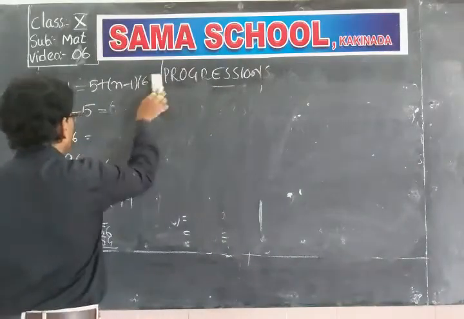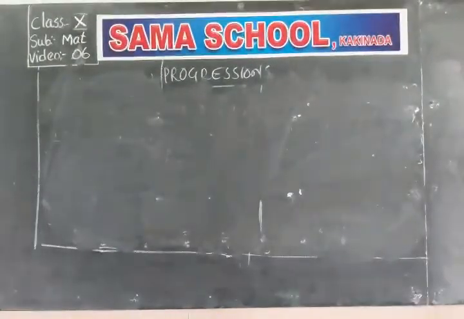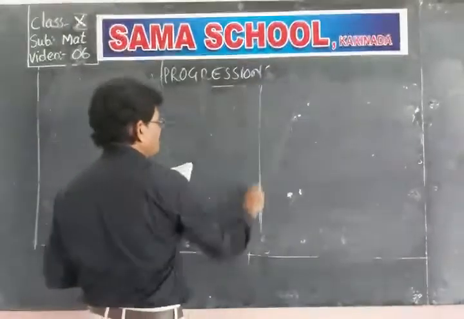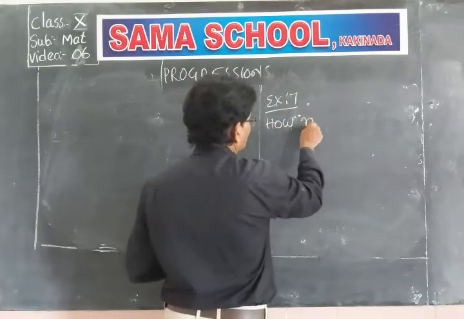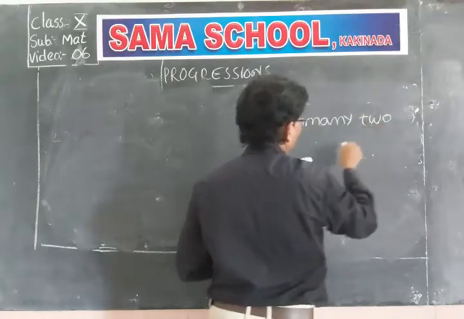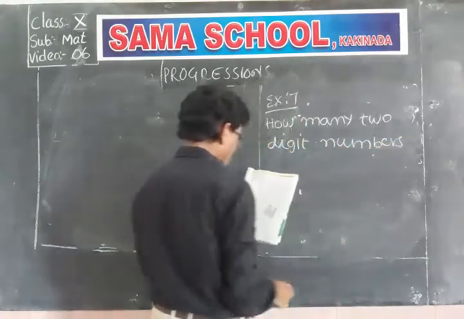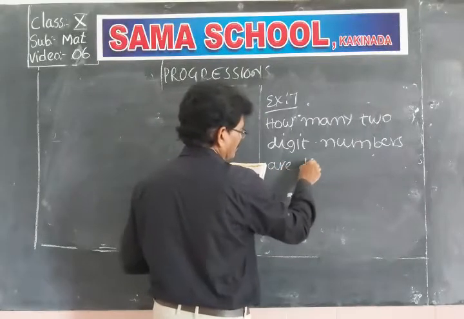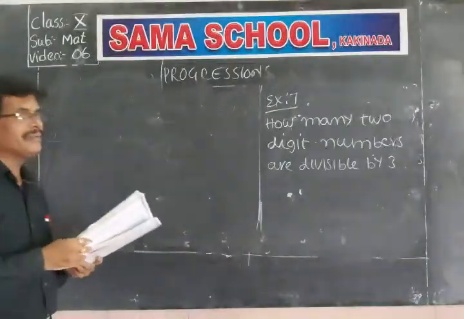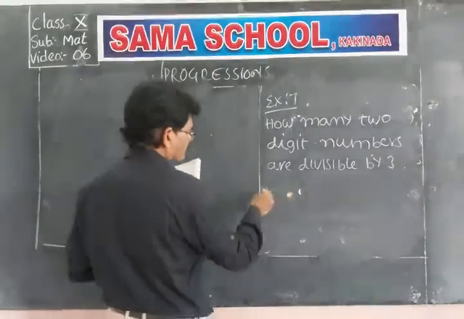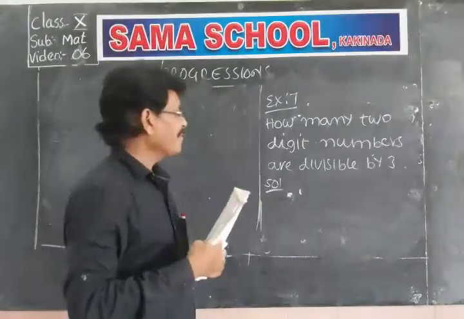Now let us solve the next problem. Example 7: How many two-digit numbers are divisible by 3?